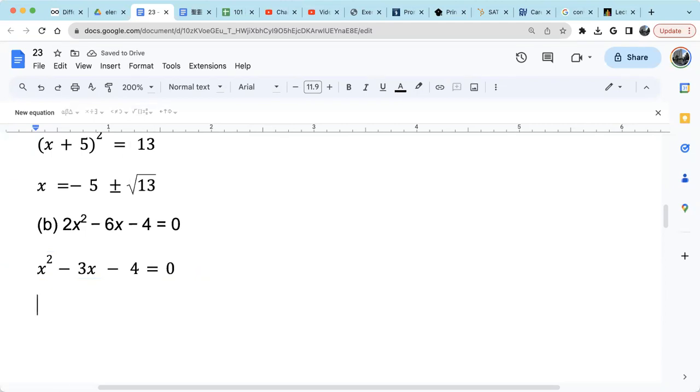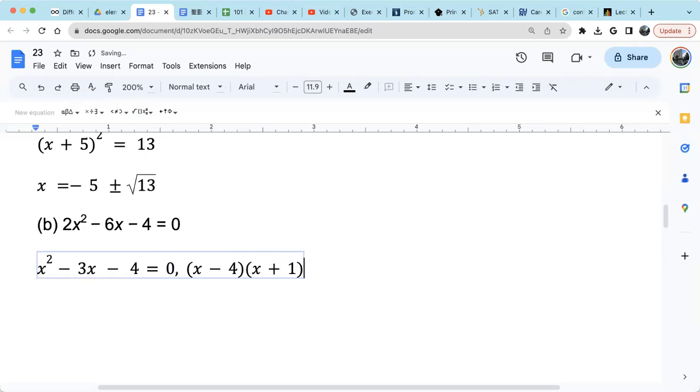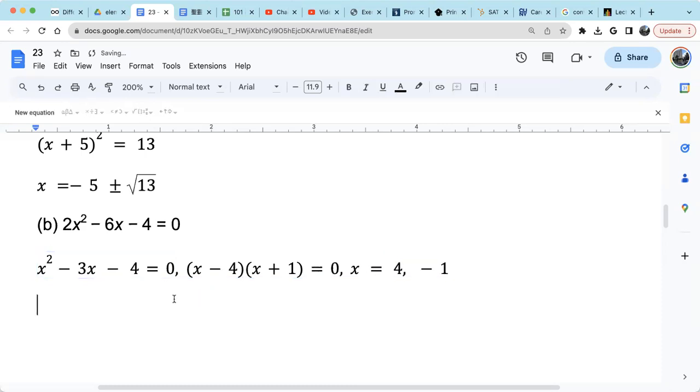But this one, if you see it, is factorable, right? So let's factor first. This can be factored as x minus 4 times x plus 1 equals 0. Then we get x equals 4 and negative 1. 2 solutions. But we need to complete the squares. So let's do that.